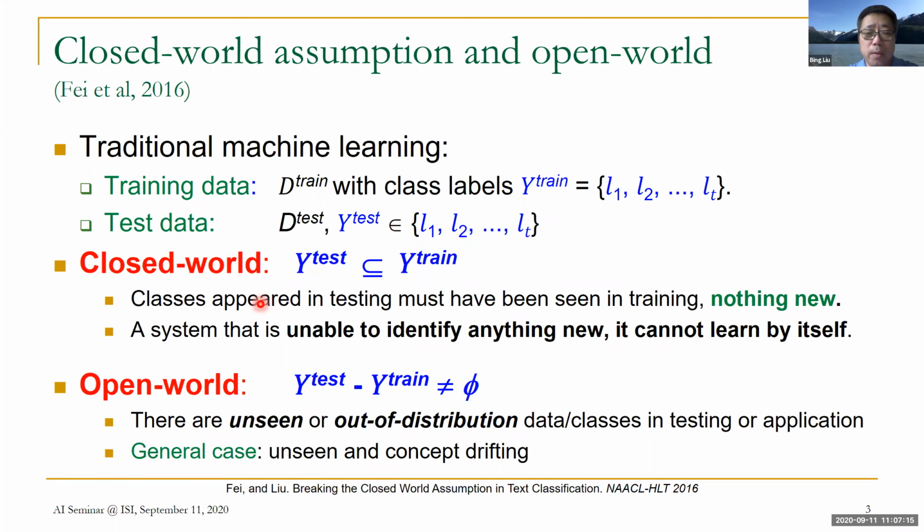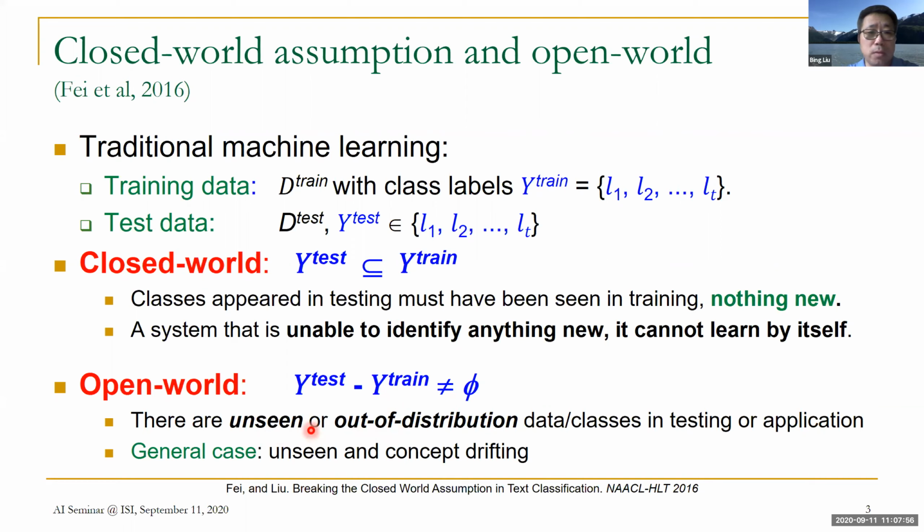However, this is the problem. If you can't detect anything new, then there's no way you can learn new stuff by yourself. Okay. And in the open world, which is very much the case in most applications actually, the test has something which is not in training. So essentially we have some unseen or out-of-distribution data which the system has to detect. Because if you classify those out-of-distribution or unseen data or unseen classes into the existing classes or labels, then you're making a big mistake.